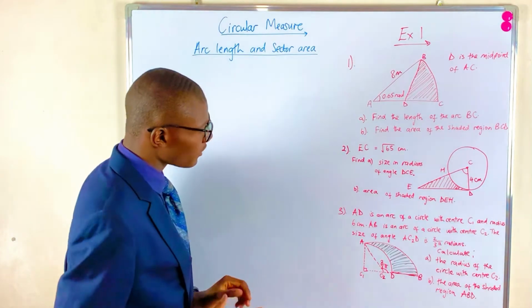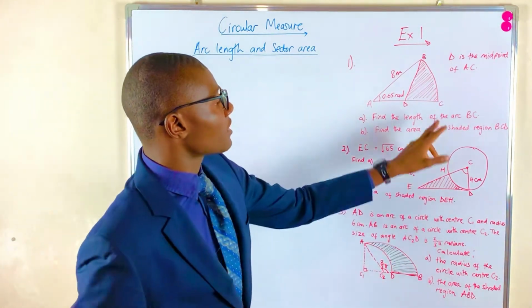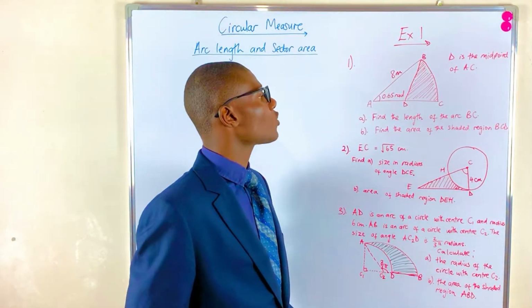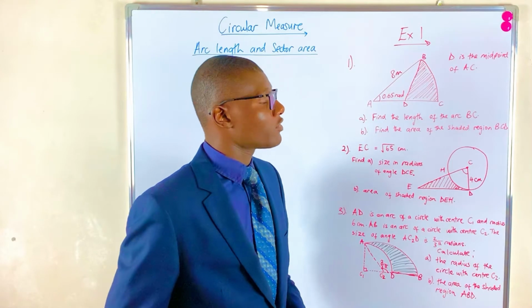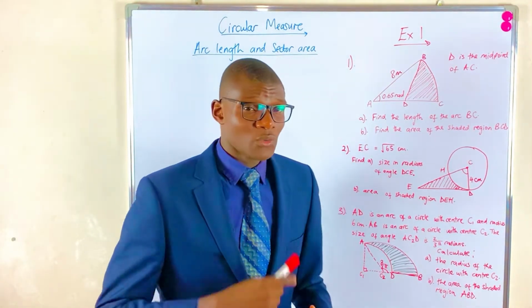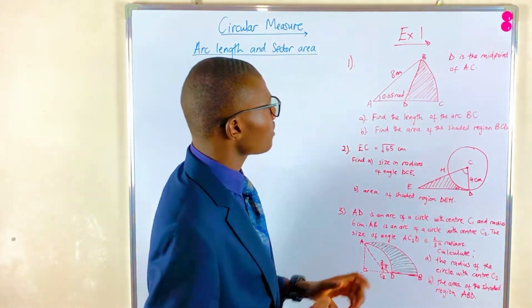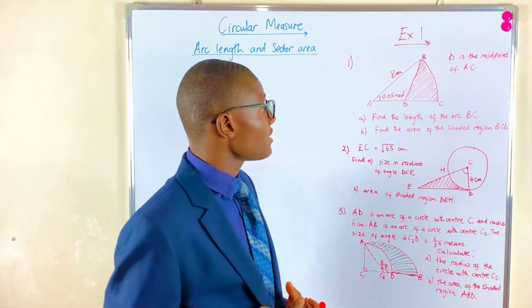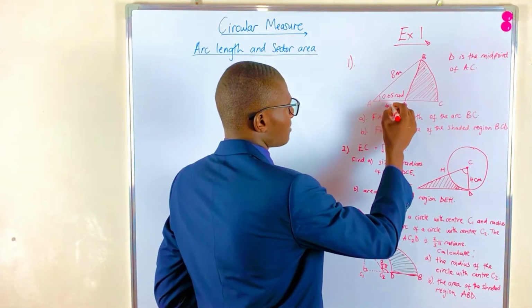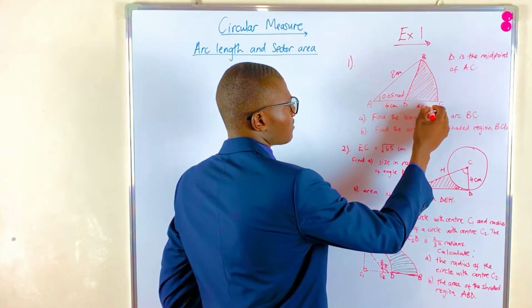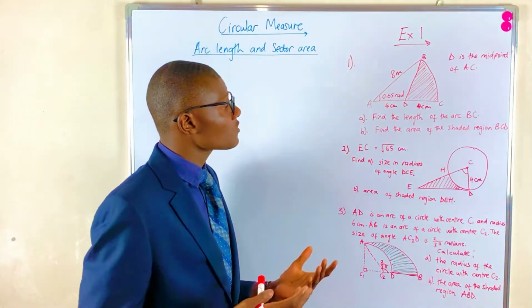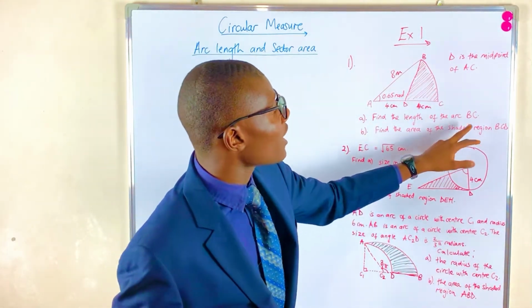So we're going to start off by looking at number one. With number one, we've got the sector ABC. And we are told that D is the midpoint of AC. So what does this mean? If you're going to study these, we shall try and break them down step by step. If D is the midpoint of AC, and we know that AC and AB are equal, it means that this is 4 centimeters, and as well 4 centimeters. Now, the first question says, find the length of the arc BC.